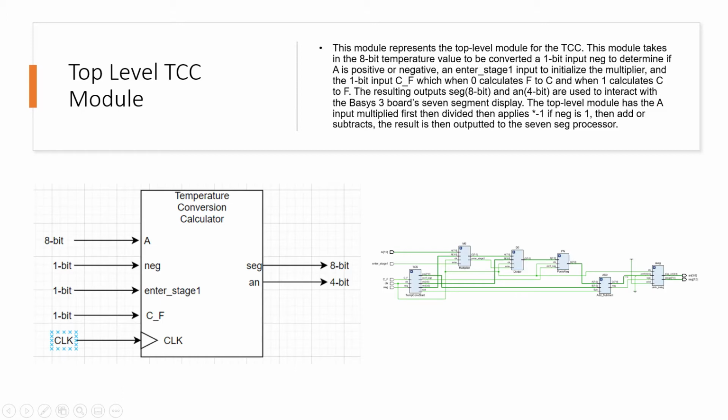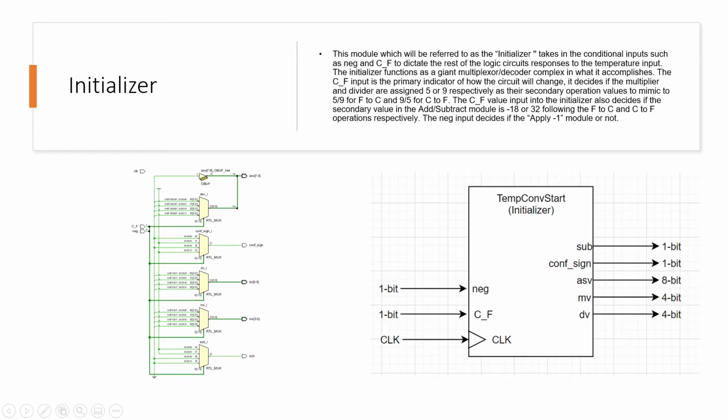7-segment display. Now onto the initializer module. The initializer module is the cornerstone of the TCC's ability to be able to convert between C to F and F to C temperature conversions.